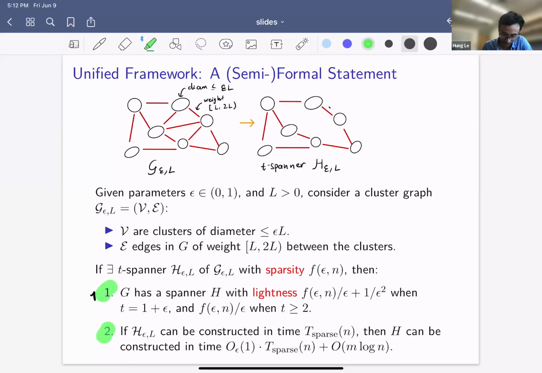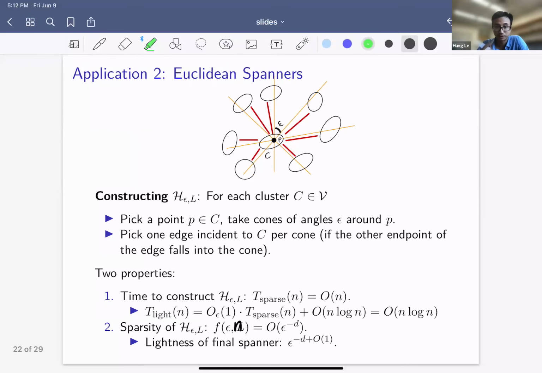So let's look at the second example, which is if the sparse spanner for the cluster graph can be constructed quickly, then the light spanner of the input graph can also be constructed quickly. An illustration is to construct a light spanner for a point set in Euclidean space. Suppose that we are given a set of clusters with all the edges between clusters. Remember the clusters have diameter roughly epsilon times L, and the weight of the edges is about L. So how would we construct a spanner for this graph?